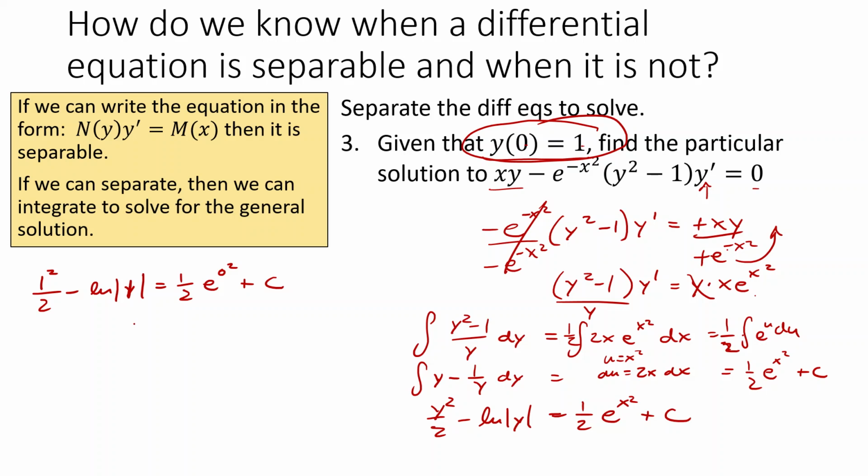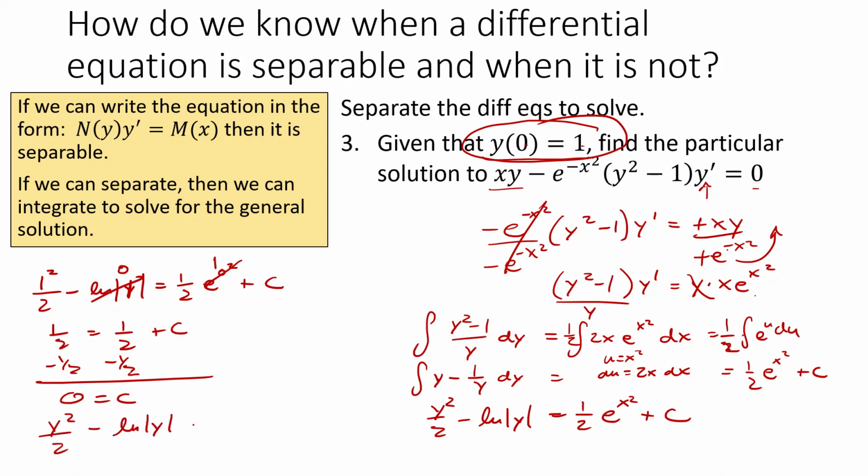All right, so ln of 1 is 0. 1 squared is 1. 1 over 2 is 1/2. So we get 1/2 equals 1/2 e to the 0, and e to the 0 is 1. So we'll get 1/2 plus c. If I subtract the 1/2 from both sides, I'm going to get c equals 0. So I end up getting y squared over 2 minus the natural log of the absolute value of y equals 1/2 e to the x squared as my particular solution. I don't have any c's anymore. So there we go.